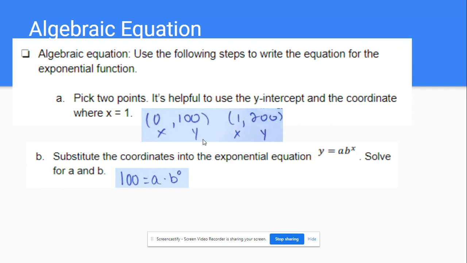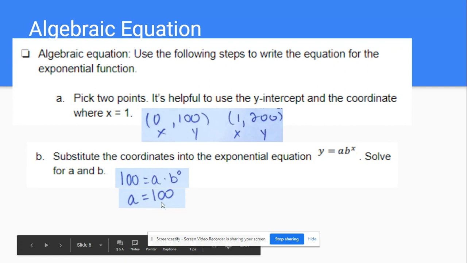If I take this first ordered pair where x is 0 and y is 100, I'm going to take this equation, I'm going to replace y with 100. I don't have anything to replace a with. I don't have anything to replace b with, but I can replace x because I know that x has a value of 0. Now I'm going to solve. If you remember our properties of exponents that we talked about this year, anything raised to the 0 power is 1. So in this case, if I had a times 1, that's just going to give me a, and a is going to equal 100.